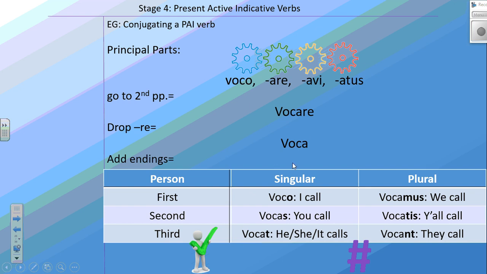So for the rest of them, we're going to build off of the stem that we created by going to the second principal part and dropping the -re. We get voco, vocas, vocat, vocamus, vocatis, vocant. And our person and number comes from those endings. So -o, I call; -s, you call; -t, he, she, it calls; -mus, we call; -tis, y'all call; -nt, they call.